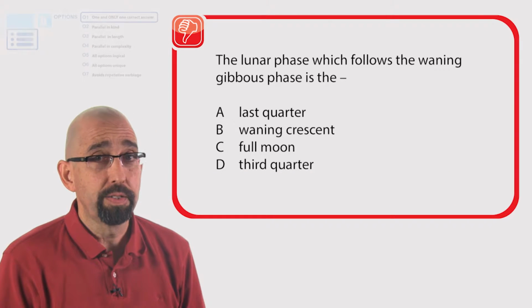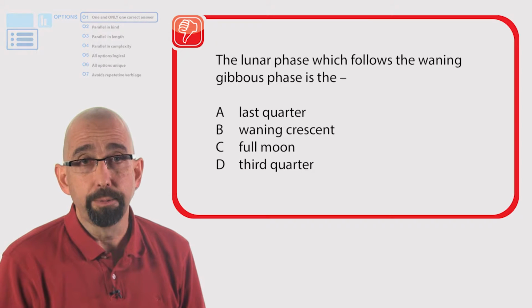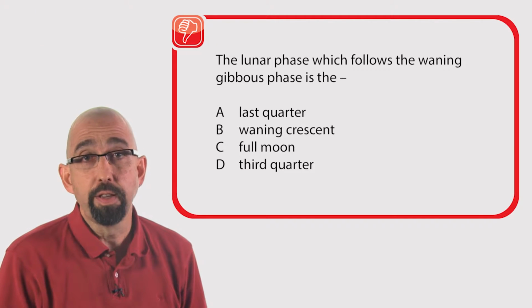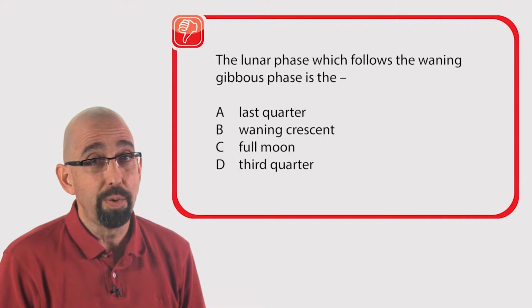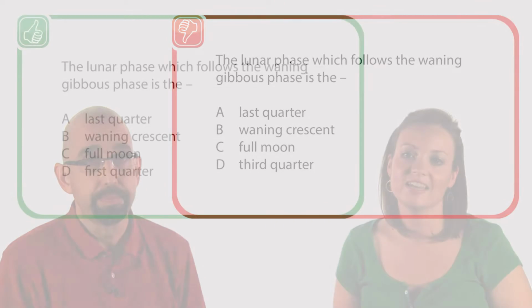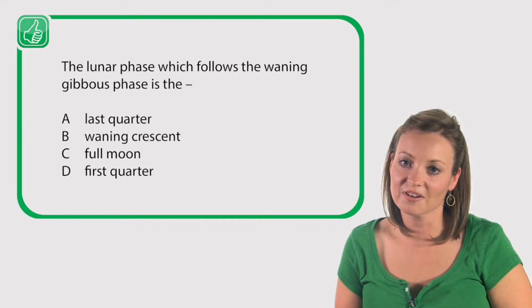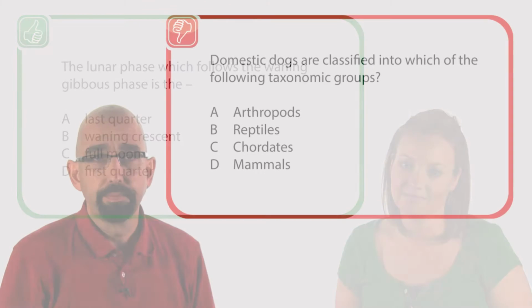This example fails at criterion O1, one and only one correct answer. It fails because the phase of the lunar cycle known as last quarter is synonymous with the phase known as third quarter. So it has two correct answers. This example was improved by replacing one of the two possibly correct answers with one incorrect answer choice.